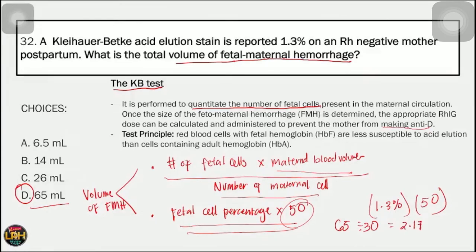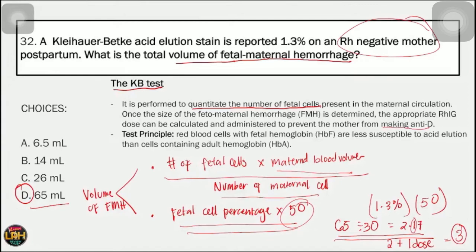2.17. If you want to determine the number of vials to be used in this Rh negative mother, using this computed value, we can assert that the mother requires a total of 3 doses of RHIG. Why? Because using the computed value 2.17, you have to look at the first number after the decimal point. If it is below 5, you have to round it down plus 1 dose.